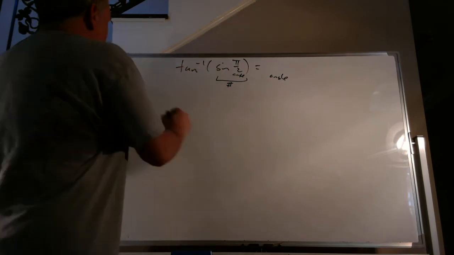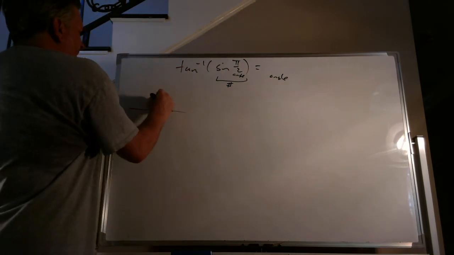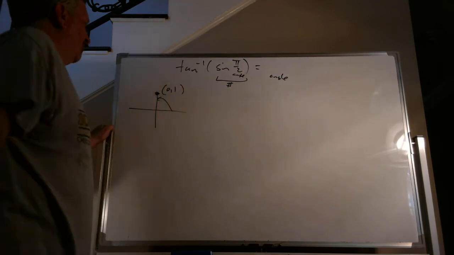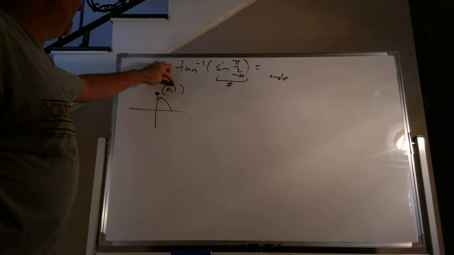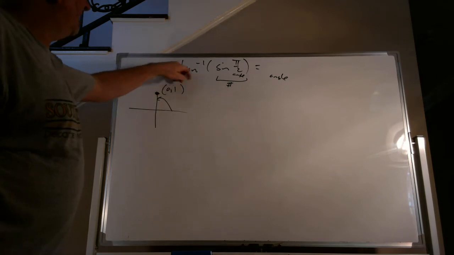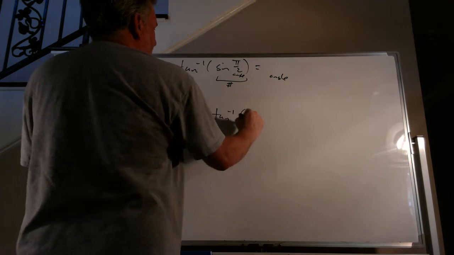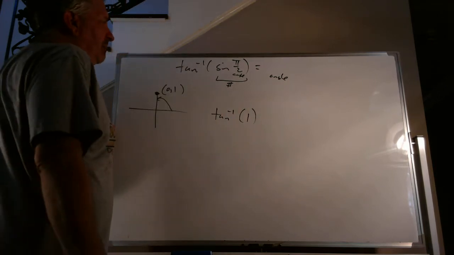Well, we can figure out sine of pi over 2. Let's just go ahead and do that. There's pi over 2. It's a quadrantal. Pick the point 1 unit away, 0, 1. And sine's the second number, right? Cosine, sine. Sine's the second number. So sine of pi over 2 is 1. So what I'm really looking for is tan inverse of 1. That's what I'm looking for.